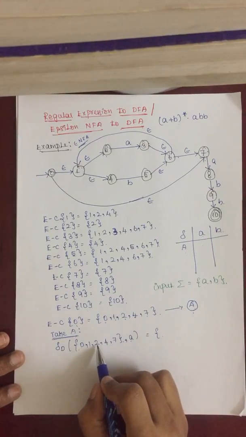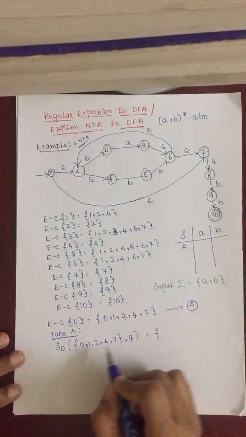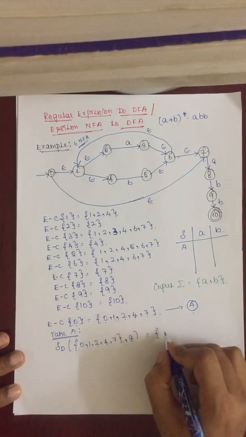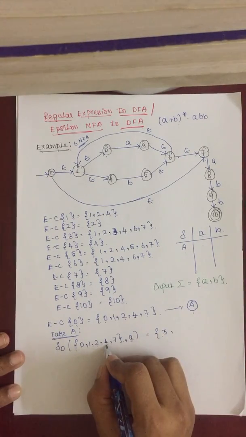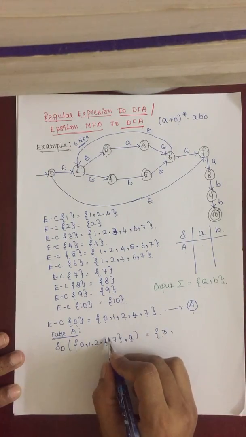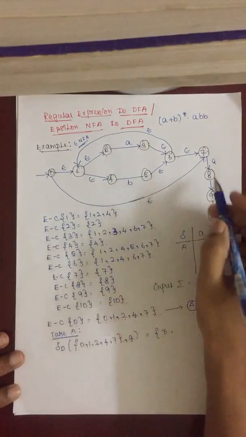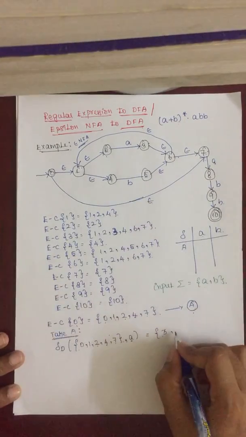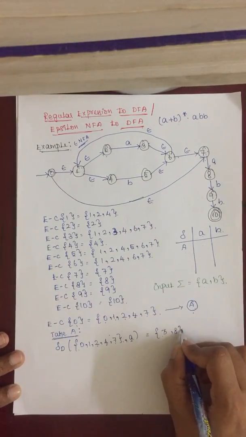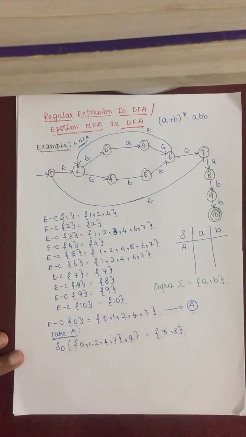Then again from the state 2, yes, we have A transition. So from the state 2, with the help of input symbol A, it is going to the state 3. Then again from the state 4, there is no transition available under the input symbol A. Then again from the state 7, yes, we have A transition. From the state 7, with the help of the input symbol A, it is going to the state 8, right? We are getting the resultant states 3 and 8, right?